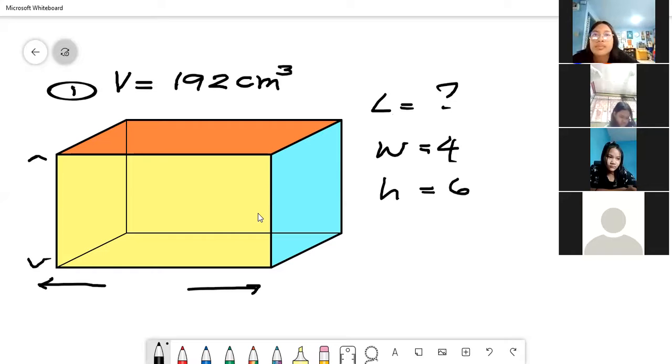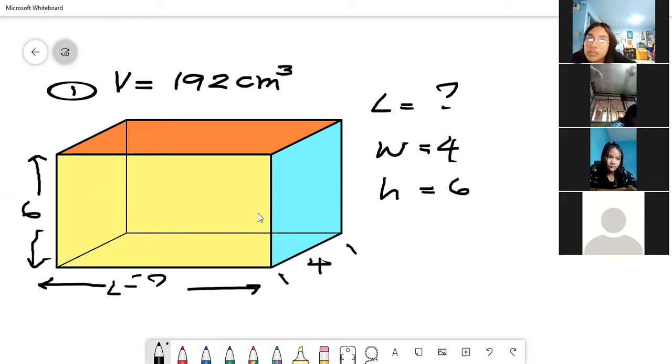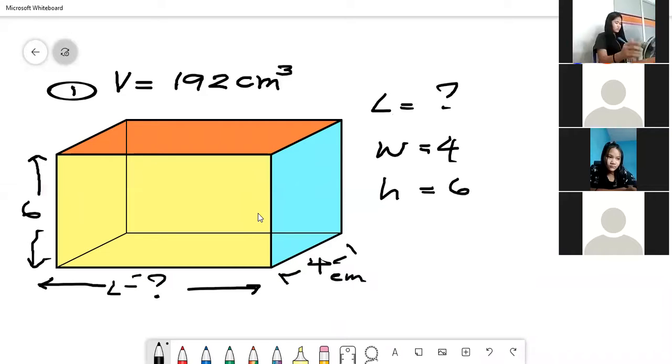So that I will know that you know the places of where is the width, where is the length, where is the height. For example, this is the height, so you put 6 here. This is the width, you put 4 here. And the length here is a question mark. You put centimeters.